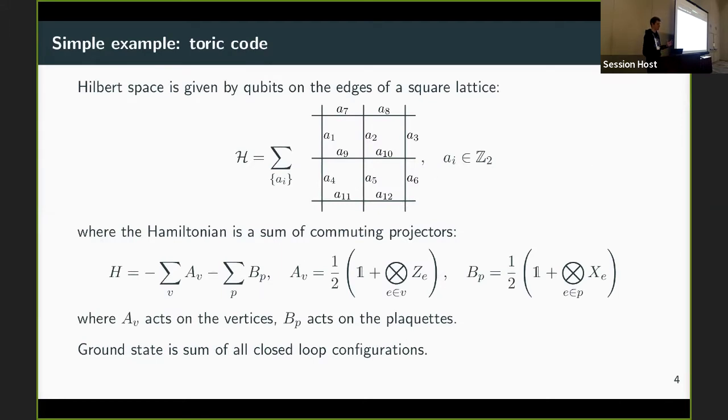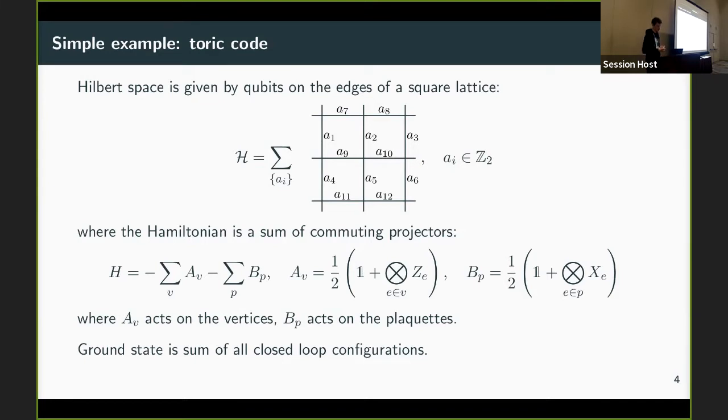So a simple example, or the simplest example of this, would be the toric code. Now, the Hilbert space of the toric code is given by some qubits living on the edges of a square lattice. And the Hilbert space is just a superposition of all these possible configurations. And then the Hamiltonian is a sum of commuting projectors, where you have these vertex terms denoted by AV and plaquette terms denoted by BP.